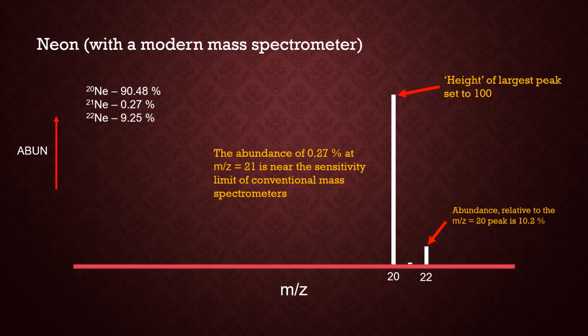So the computer records the data and processes it, taking the biggest peak in the spectrum. We're going to see this in all of the mass spectra we encounter from here on in.